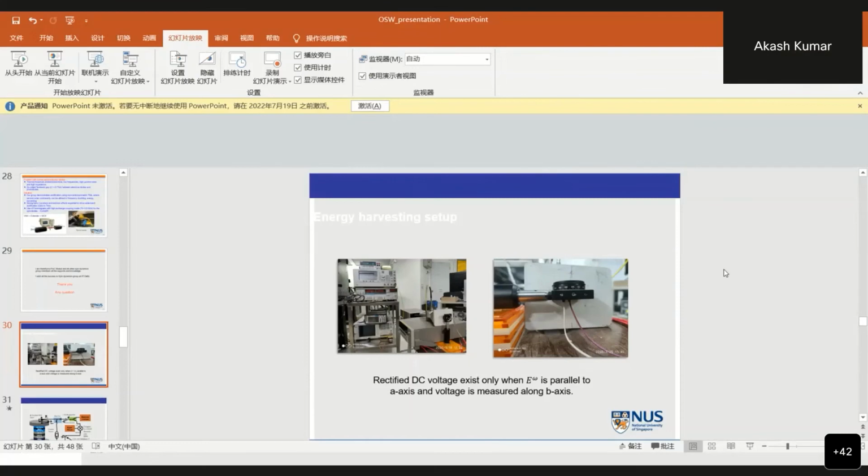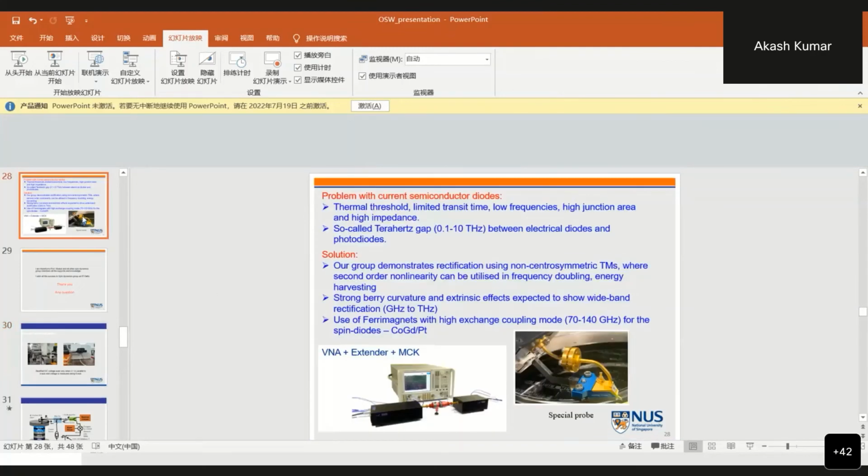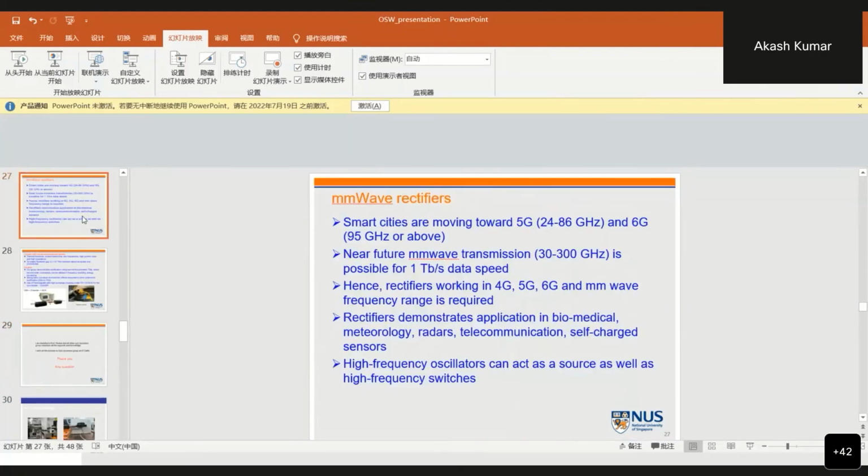So I have one question. Yes, Akash. You show this spin rectification using series and parallel magnetic tunnel junctions, and there is a dependence on the applied RF power. So do you have any specific reason why it works really well around negative 30 dBm?